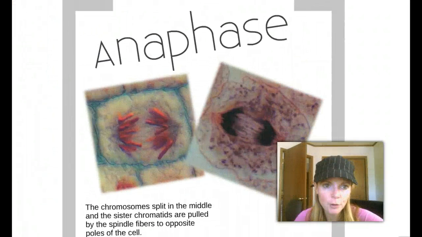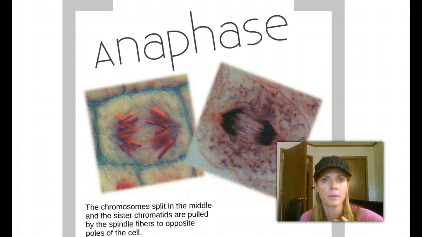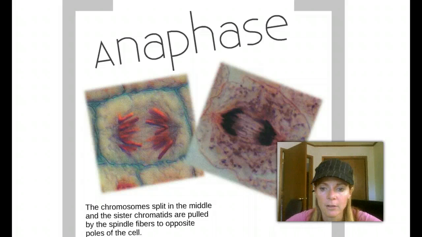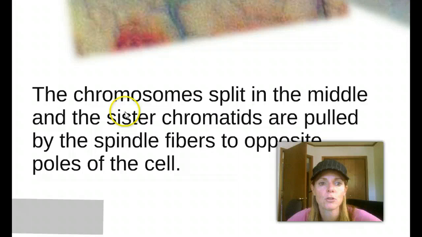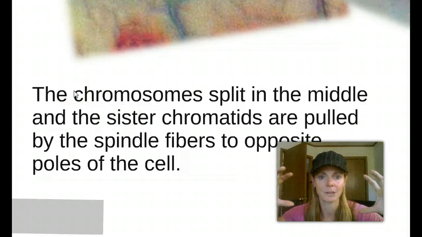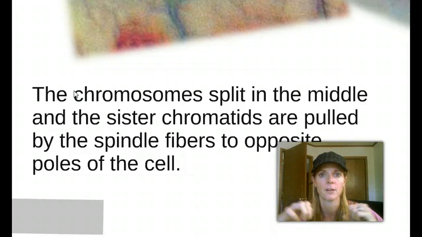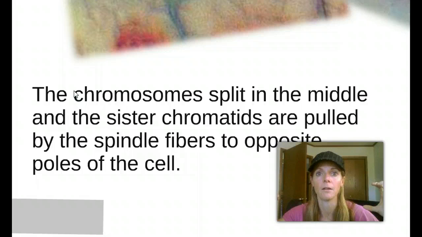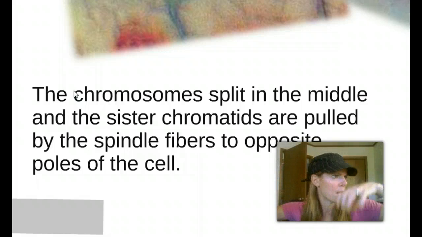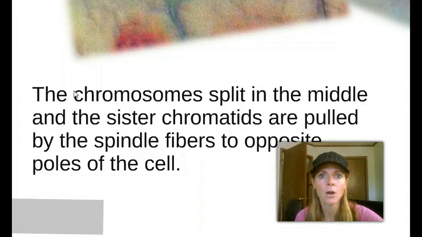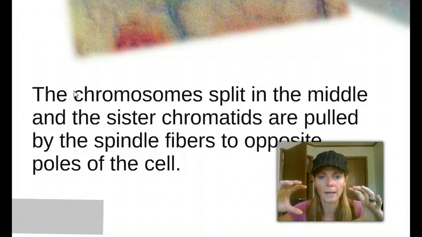Anaphase. Now I don't want you to get anaphase and telophase mixed together because there is a distinct difference, okay? So in anaphase, the chromosomes split in the middle, and those sister chromatids are actually pulled apart by the spindle fibers. And they go to the opposite ends, we call them poles of the cell, okay? So one's going to one side, and one is going to the other side. So you can start to see those pull away, okay?